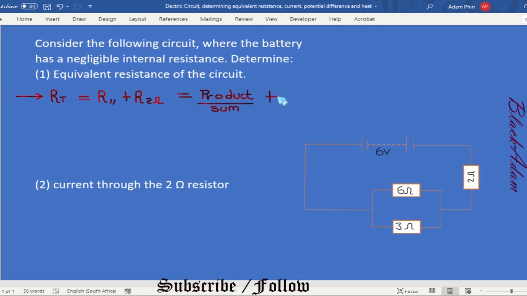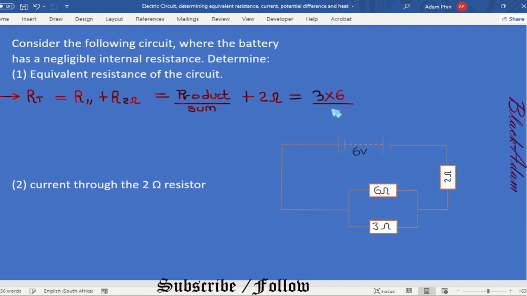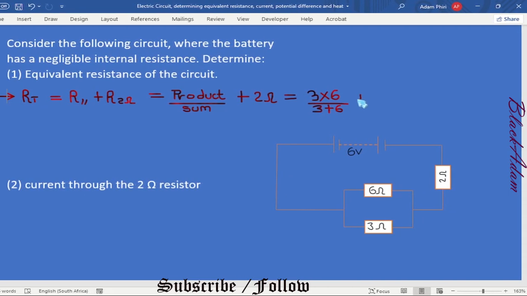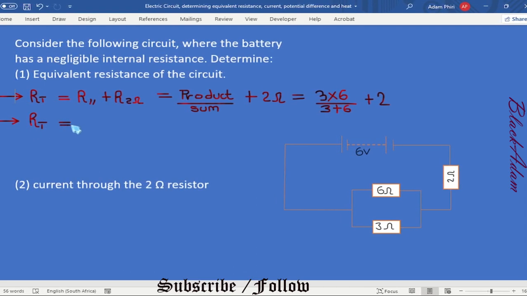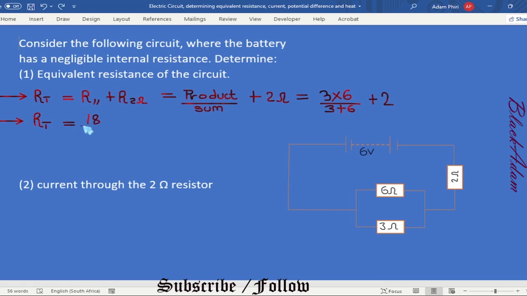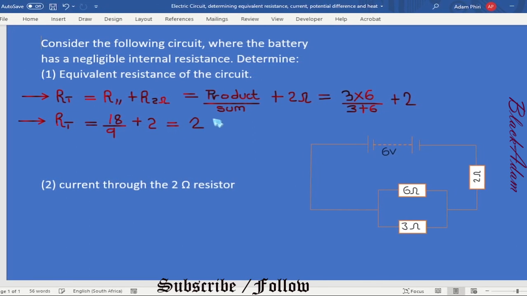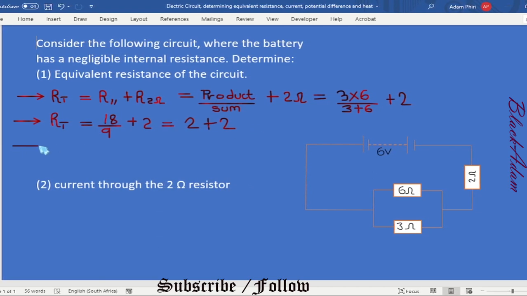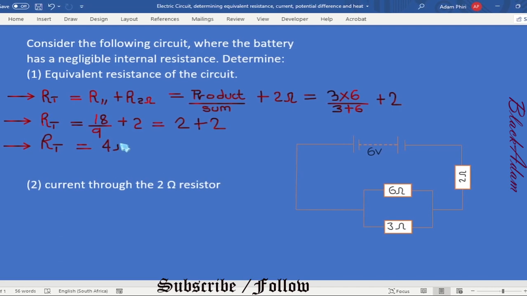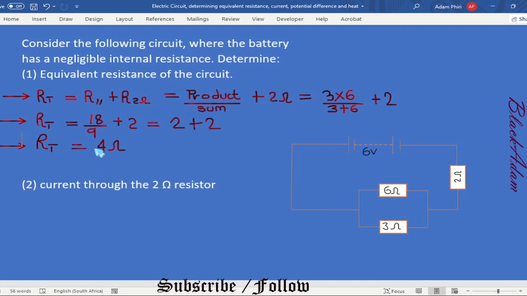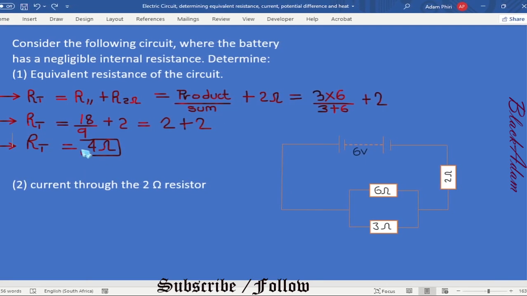So for the parallel resistors, which are 3 ohm and 6 ohm, it's 3 times 6 over 3 plus 6, plus 2. So the total resistance will be 3 times 6, which is 18, over 3 plus 6, which is 9, plus 2. So 18 divided by 9 is 2, plus 2. So the total resistance will be 4. The unit for resistance is ohm, and that is it.